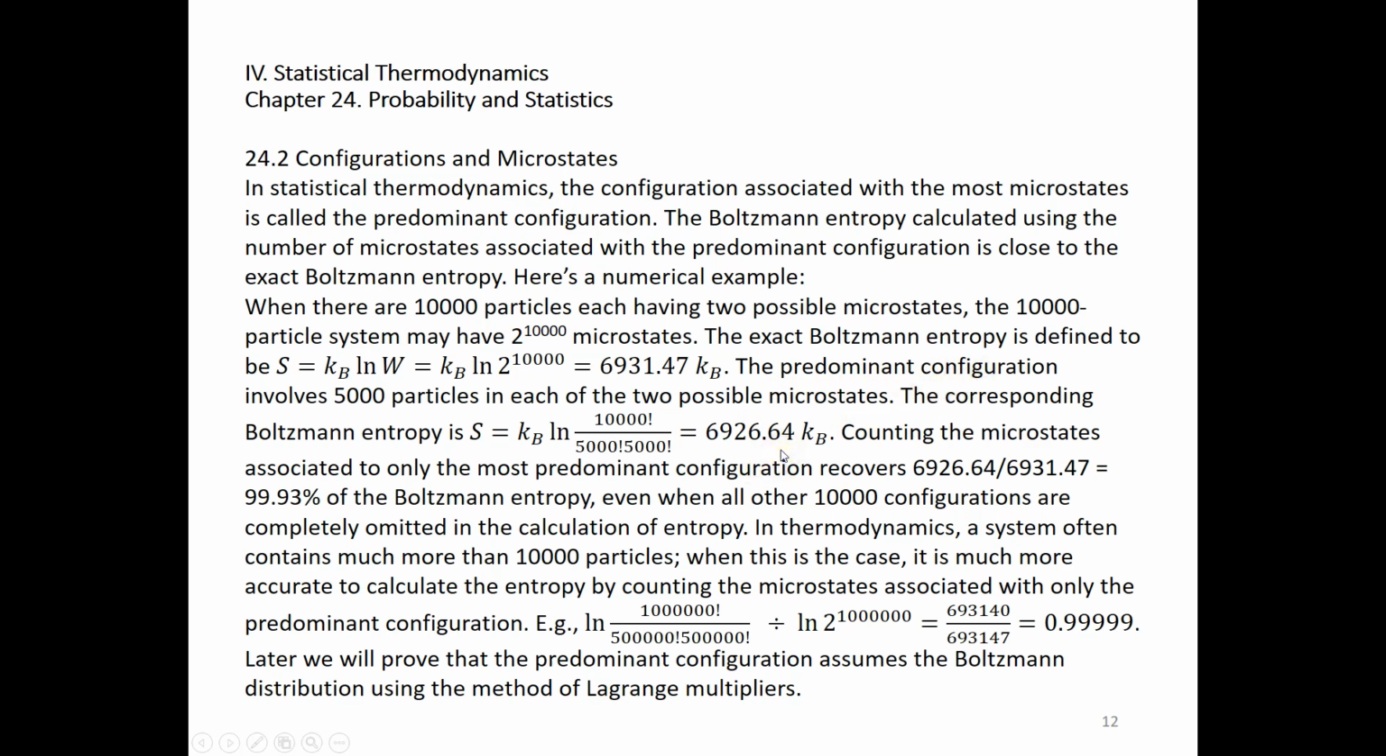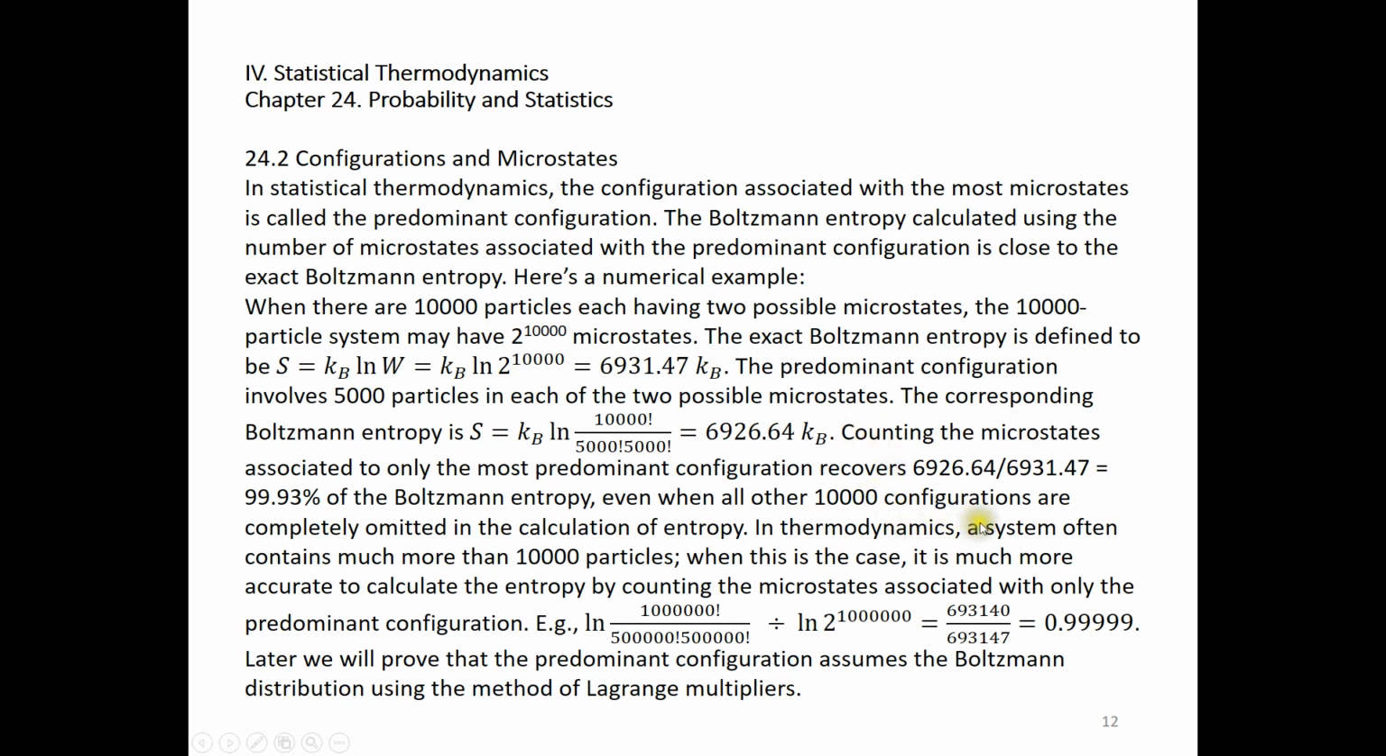What's the percent error? Extremely small, because this number divided by this number, you get 0.9993. So even if you just use one configuration, the predominant configuration, and use the number of microstates associated with only that predominant configuration, you can calculate this Boltzmann entropy with only 0.07% error in this case.